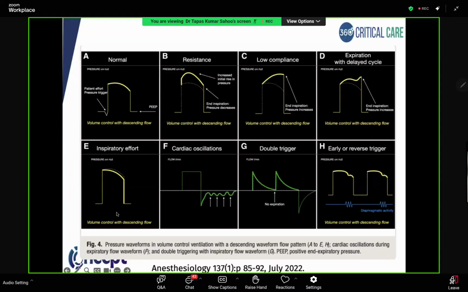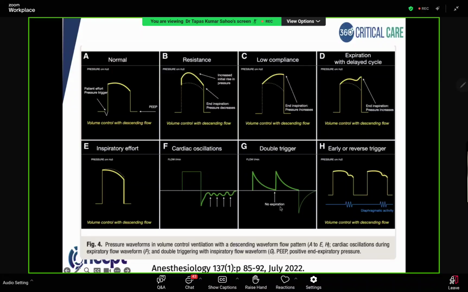Now, inspiratory effort, it would be like this. Cardiac oscillation, you will be getting this type of wave in the expiratory. So that is something that will be affecting your reverse triggering. So cardiac oscillation is one of the reasons for the reverse triggering. Okay, early or reverse trigger.